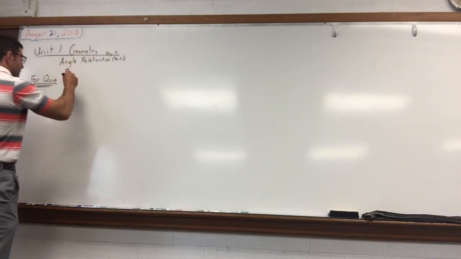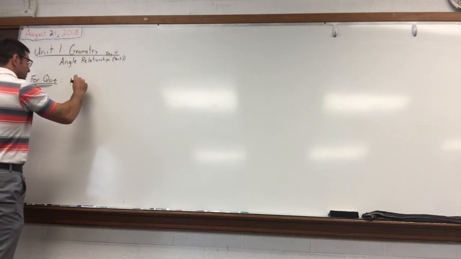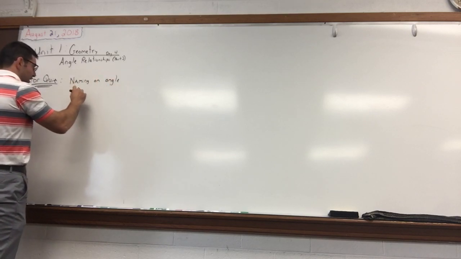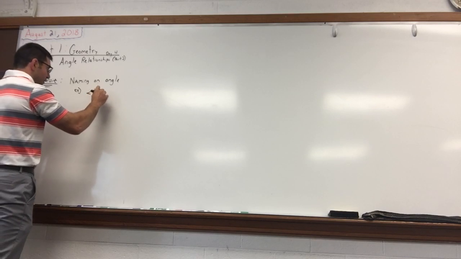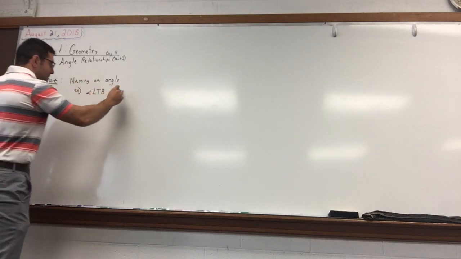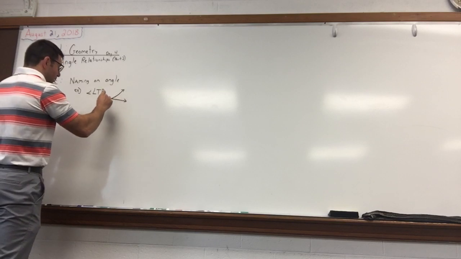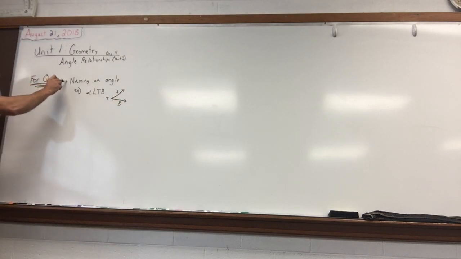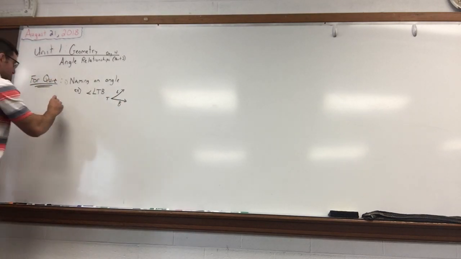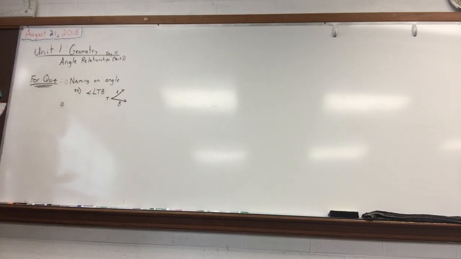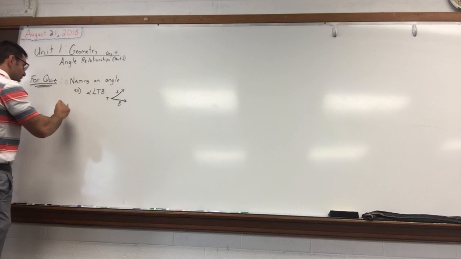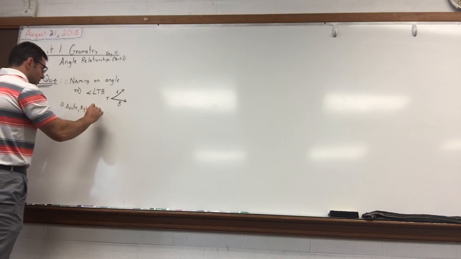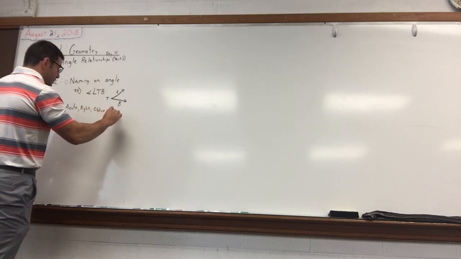The first is naming an angle. So an example would be angle LTB. How do you know that it's angle LTB? You might see something that has a T, an L, and a B. So that's the first thing. The second is being able to distinguish what type of angle they are. Is it acute? Is it right? Is it obtuse? Is it straight?